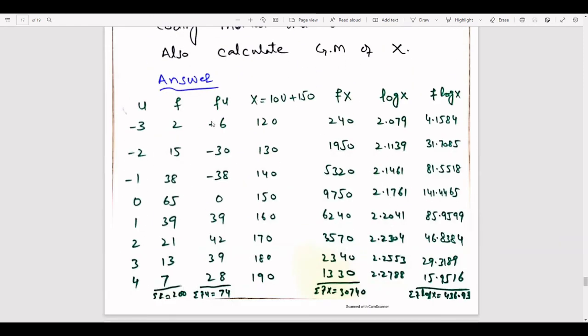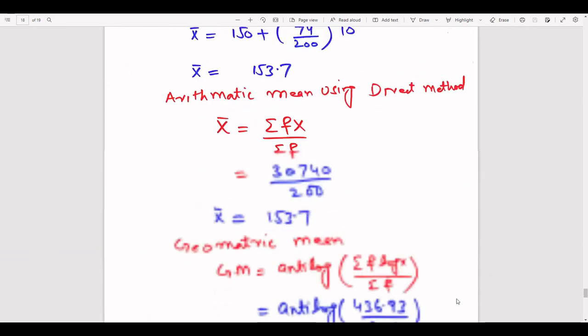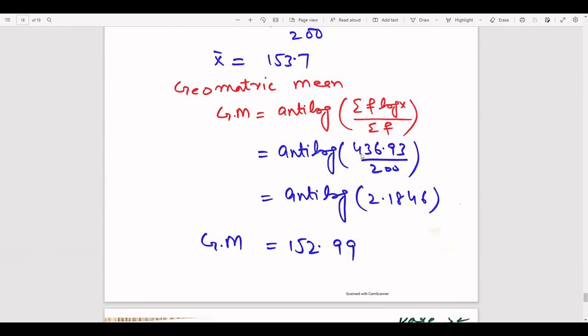So multiply the frequency with log of x. 2 multiplied by 2.079 is 4.1584. 15 multiplied by 2.1139 is 31.7085. So on, 7 multiplied by 2.2788 is 15.9516. The answer is that the sum of f log of x is 436.93, and 436.93 over sum of f, 200.